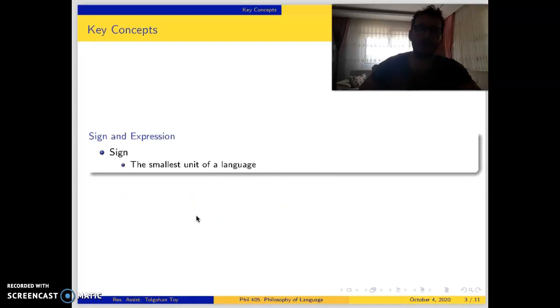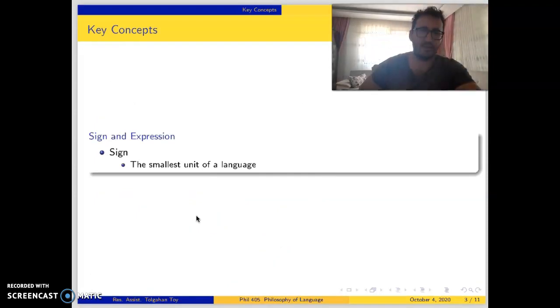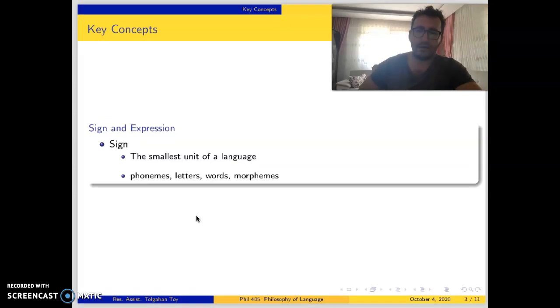Sign is the smallest unit of a language, but what smallest unit means depends on our investigation. If we are interested in the phonological properties of a language, then phonemes are the smallest units of that language, and our signs consist of phonemes. But if we are interested in the grammatical properties of a language, then words are the smallest units of that language. Then words are our signs.